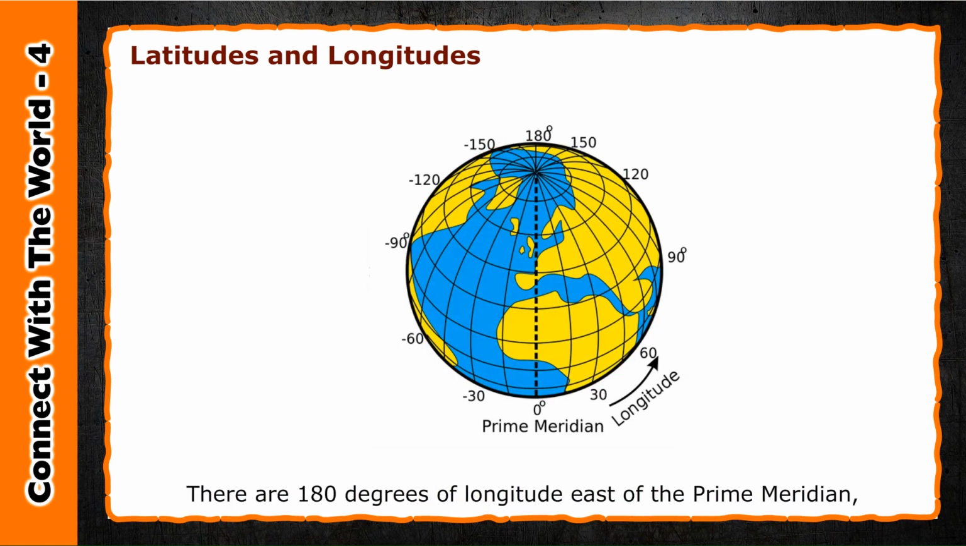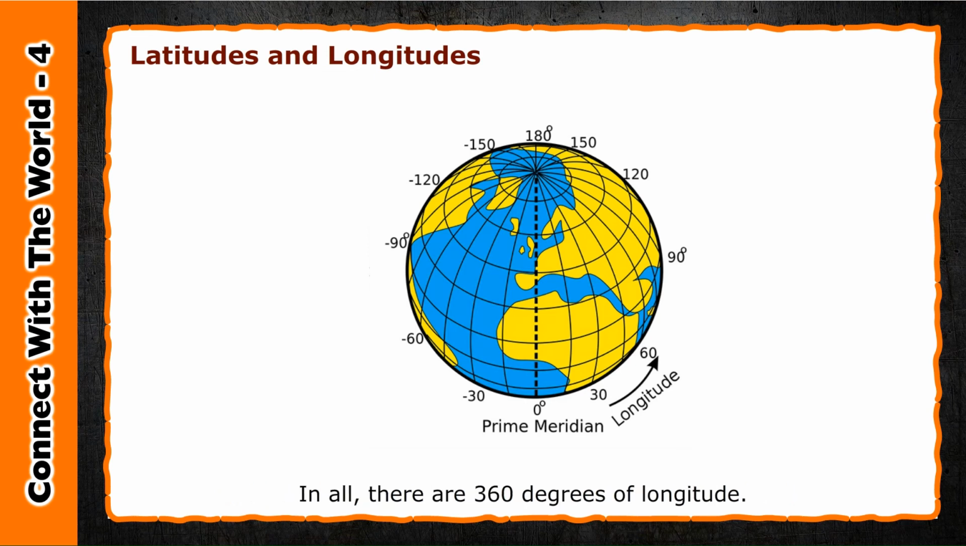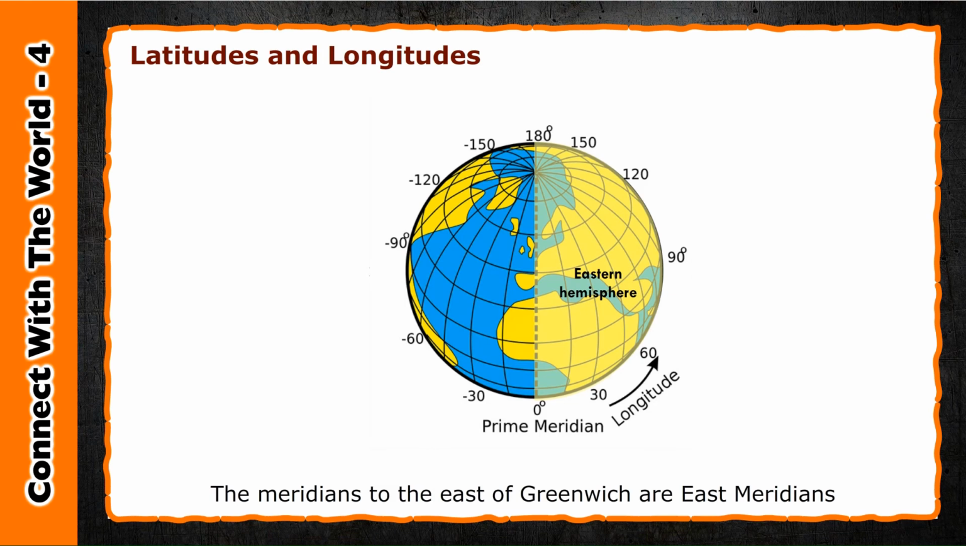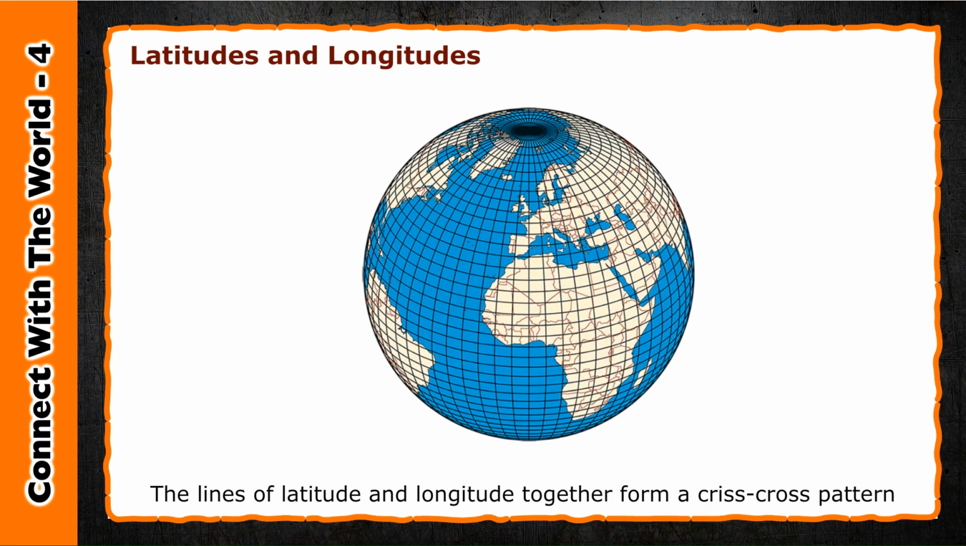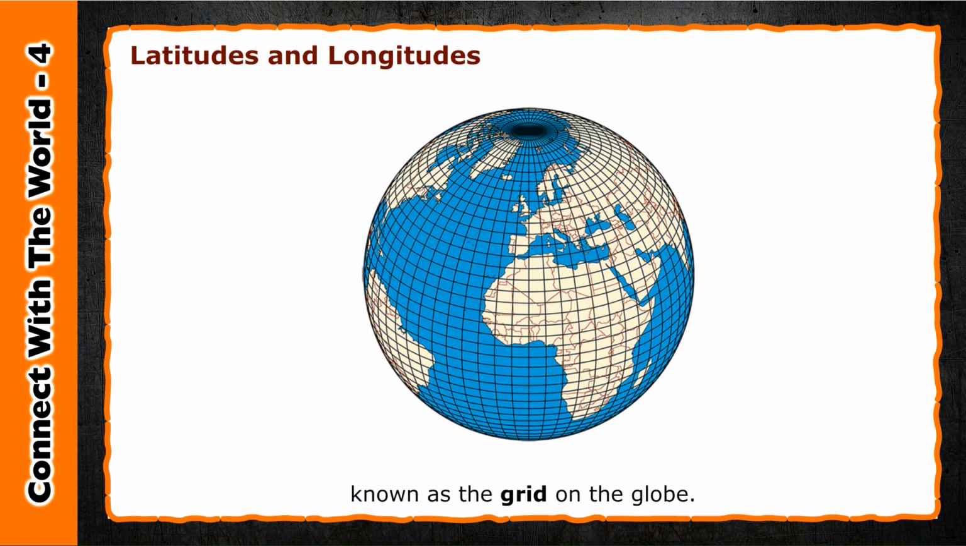There are 180 degrees of longitude east of the prime meridian and 180 degrees of longitude west of the prime meridian. In all, there are 360 degrees of longitude. The meridians to the east of Greenwich are east meridians, and the meridians to the west of Greenwich are west meridians. The lines of latitude and longitude together form a crisscross pattern known as the grid on the globe. This helps to locate the exact position of a place on the globe.